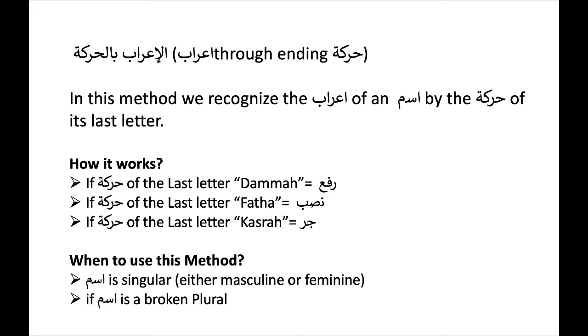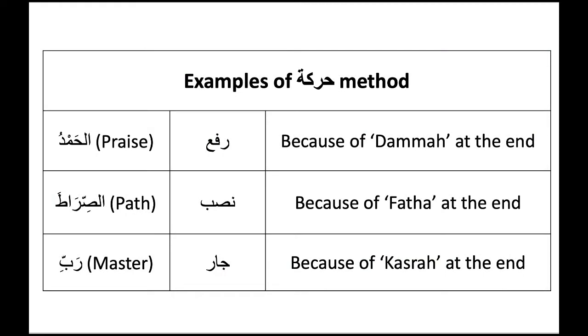This method is used either if ism is singular, masculine or feminine, or if ism is a broken plural, which we will learn later. Note, haraka means Fatha, Kasrah, or Dammah. Examples of haraka method. Alhamdu meaning praise. Alhamdu has got Dammah at the end. So because of Dammah at the end, the status of Alhamdu is Rafa.